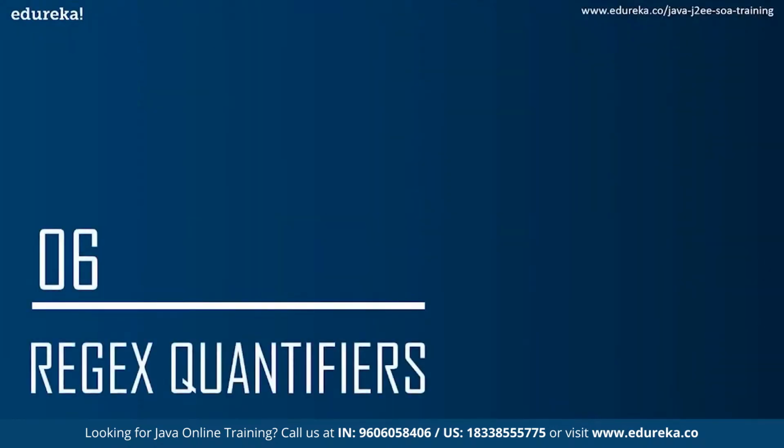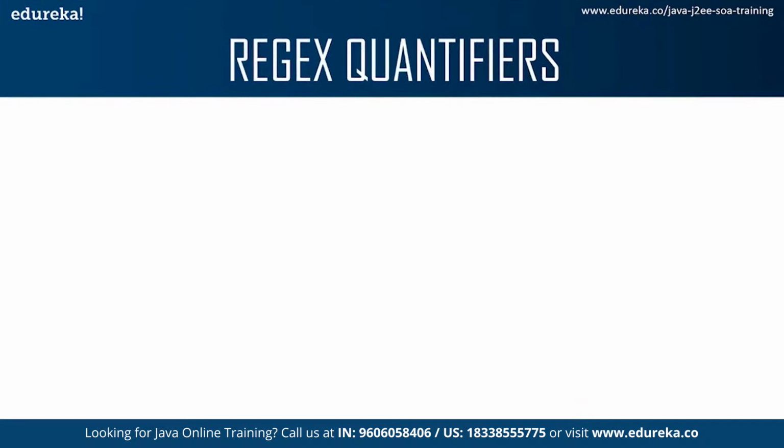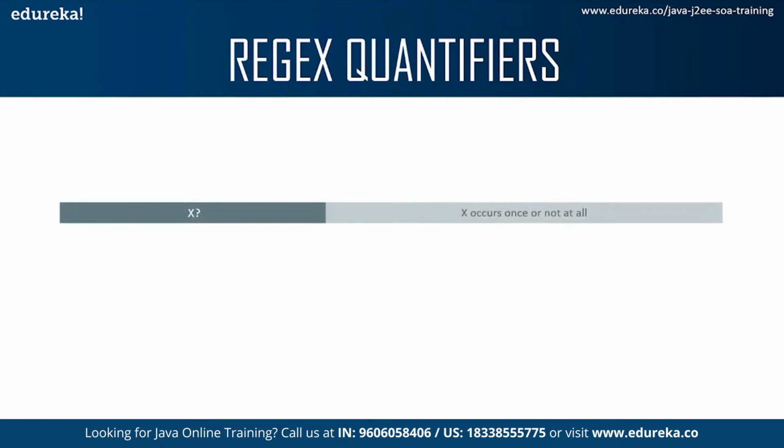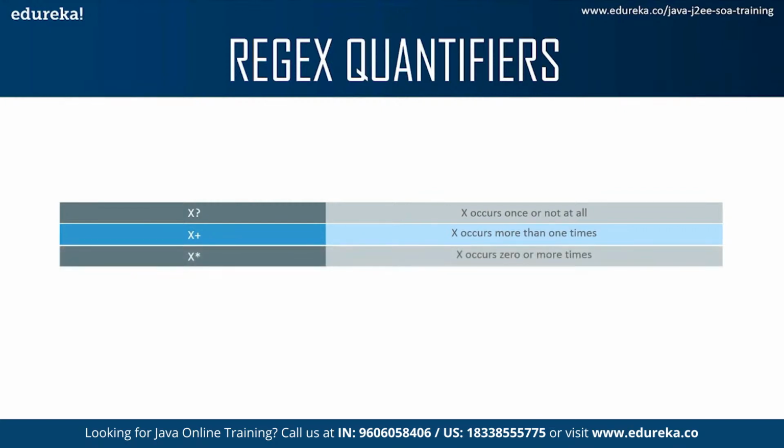Now let's move ahead and understand what regex quantifiers are. The quantifiers specify the number of occurrences of a character. Even this comprises various forms. For example, x followed by a question mark implies x occurs either once or not at all. Then you have x plus, which implies x occurs one or more times. And x with a star, that is the multiplication symbol, implies x occurs 0 or more times.